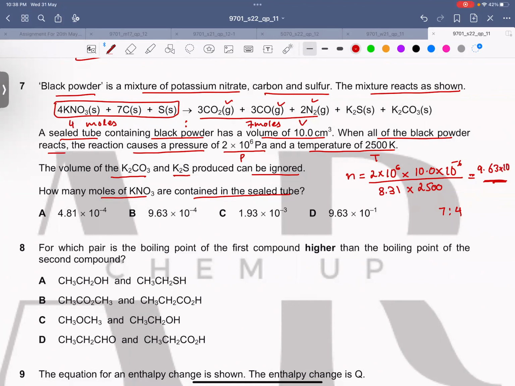9.63 exponent minus 4. These are the moles of gases. And we have the ratio of 7:4. So 9.63 exponent minus 4 is to x. You will find the value of x. Here the value of x would be 4.81 exponent minus 4. So that's why B, C, and D go wrong, and A is your correct answer. Yes, is this clear to everyone? If anyone has any doubt, please ask.